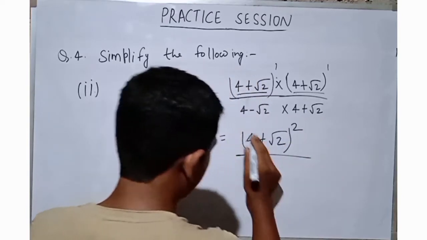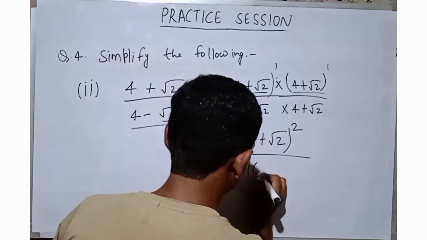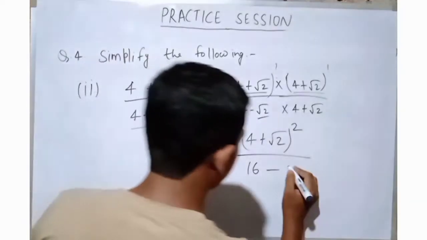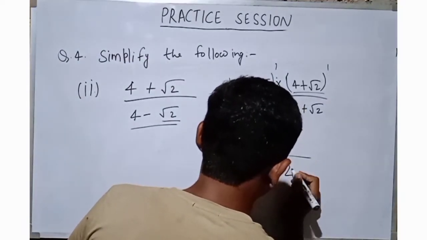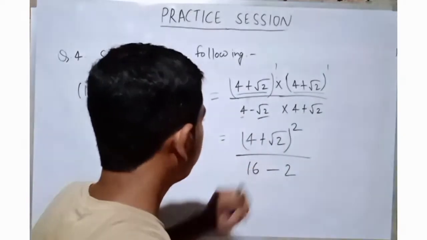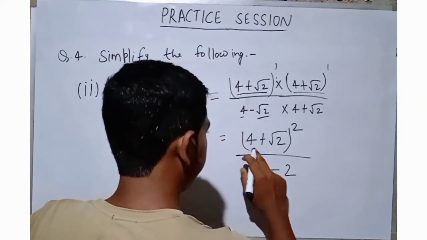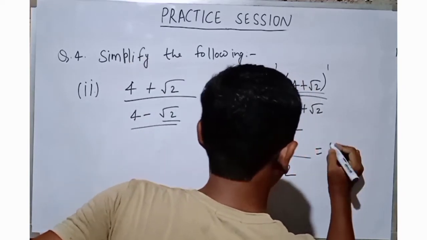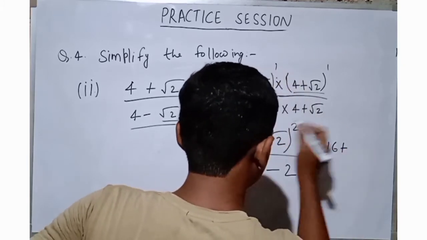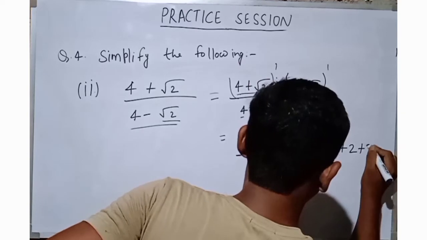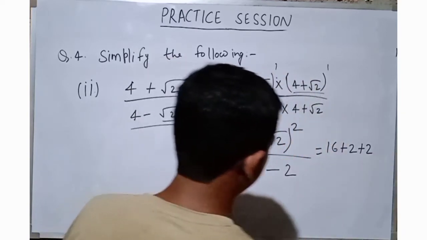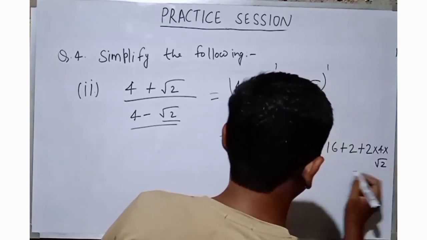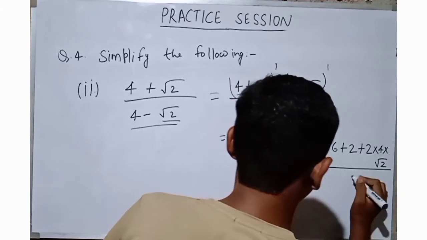So it will be a square minus b square. So 4 square will be 16 minus root 2 square, and the square of root 2 will be 2. Okay, so see here, the numerator is a plus b whole square, so it will be a square, means 16, plus b square, root 2 square, which will be 2, plus 2ab, 2 into 4 into root 2. And whole divided by 16 minus 2, which will be 14.